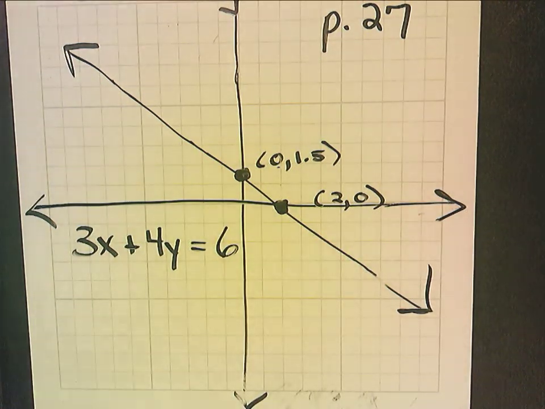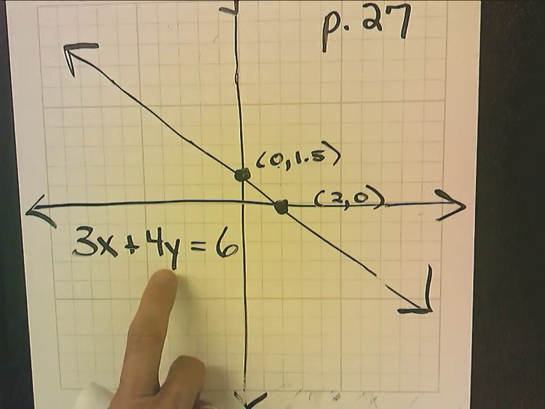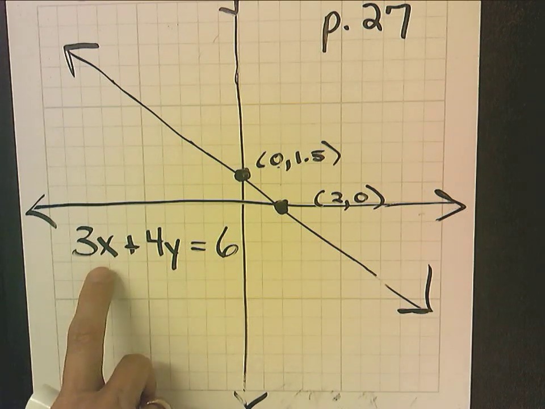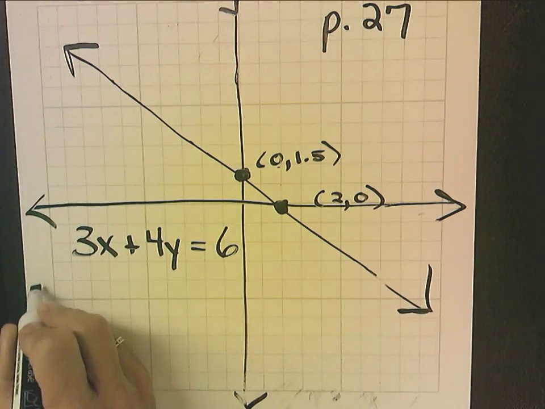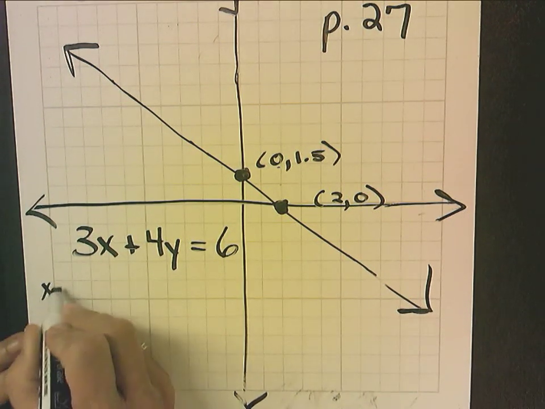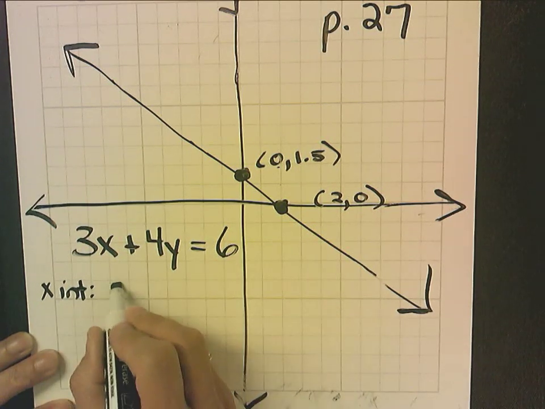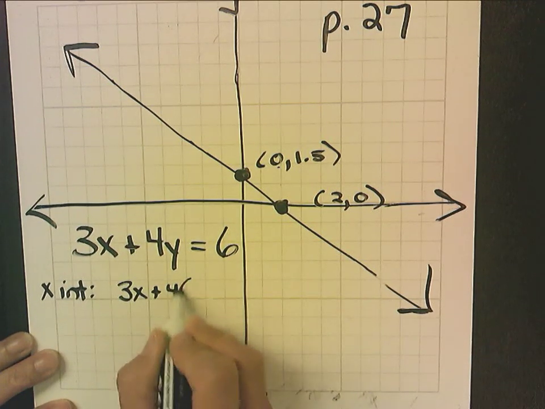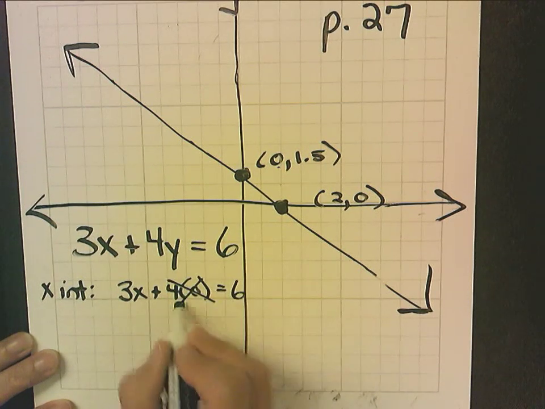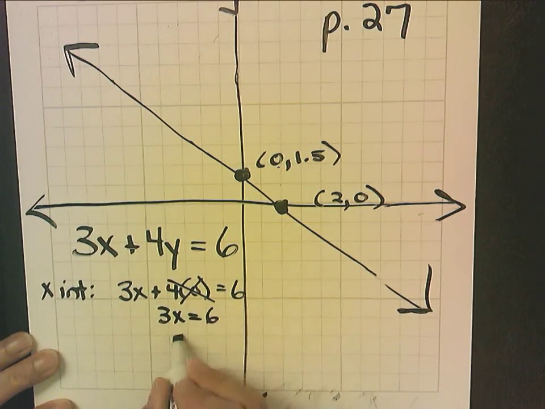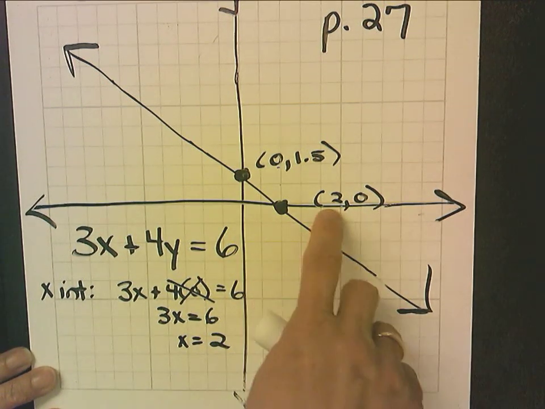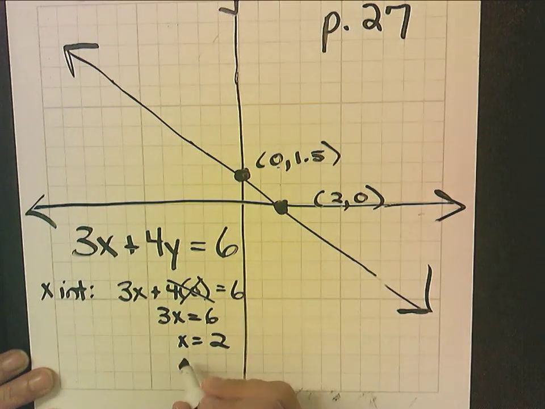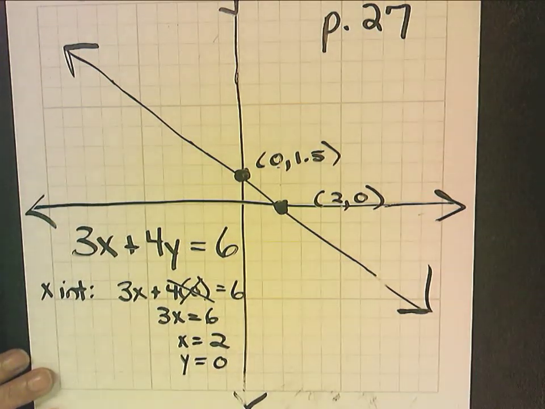Now, this equation is in standard form, and when an equation is in standard form, I can find the y-intercept by letting x equal 0. I can find the x-intercept by letting y equal 0. So, to find the x-intercept, I'm going to let y equal 0. This term goes away. 3x equals 6, x equals 2. So my x-intercept is (2, 0), because when x equals 2, y equals 0.